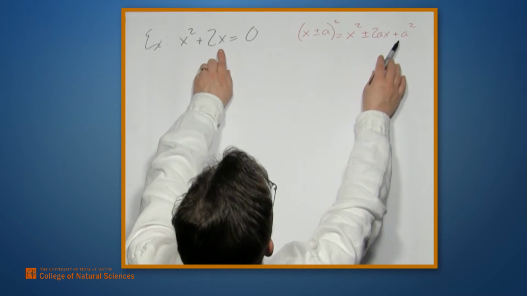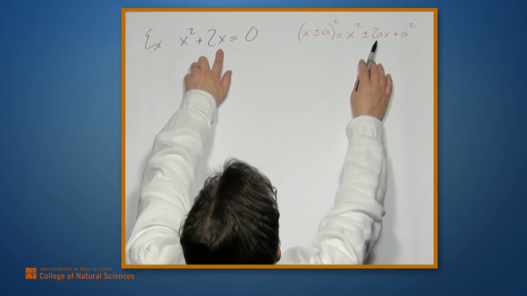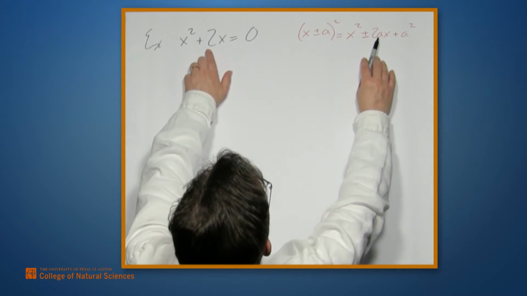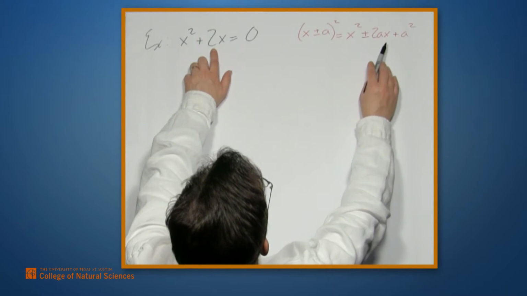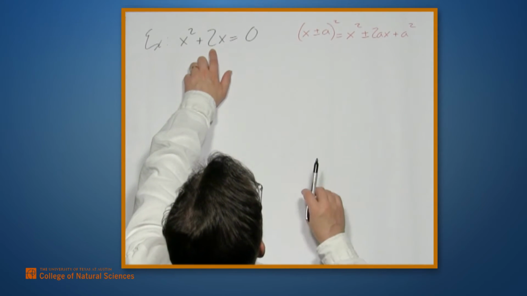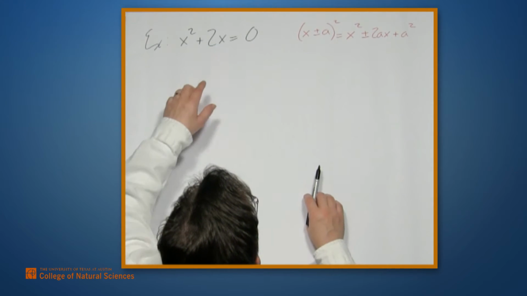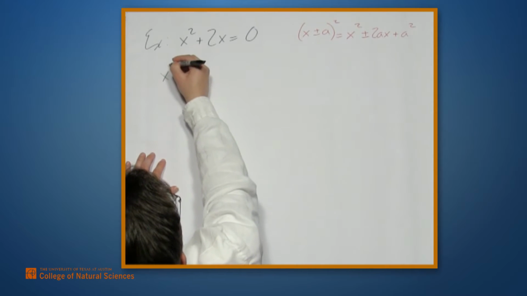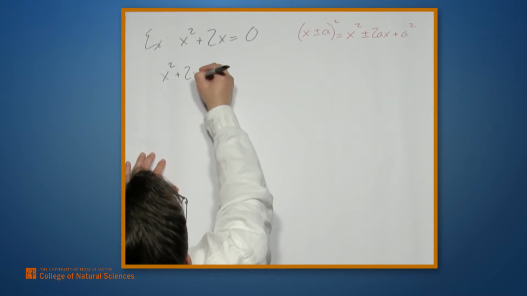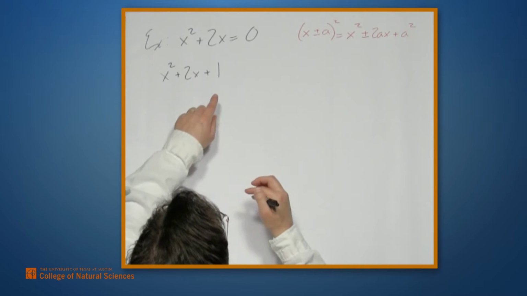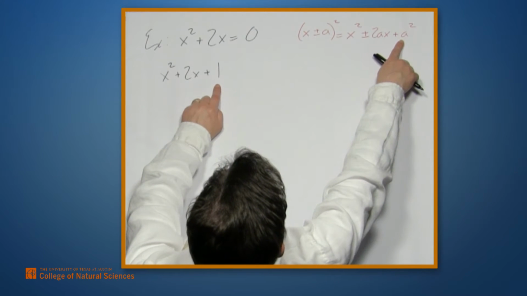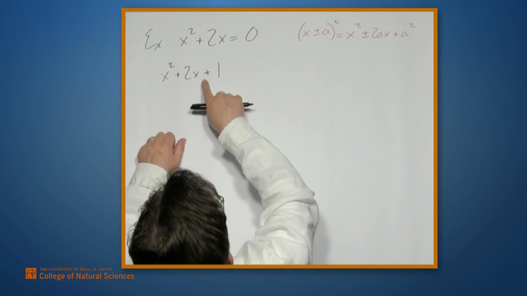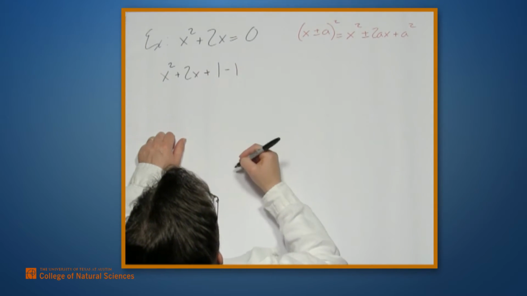First, we have to figure out what a is. We want this term, this 2x, to match this. Well, to make it match this, we divide whatever this coefficient of x is by 2, and we'll get the a. In this case, the coefficient is itself 2, so our candidate for a is 1. So let's write x squared plus 2x plus 1. We want this plus 1 because if a is 1, then a squared is also 1. But we don't want to change this original expression, so if we add 1, we must subtract 1 as well.